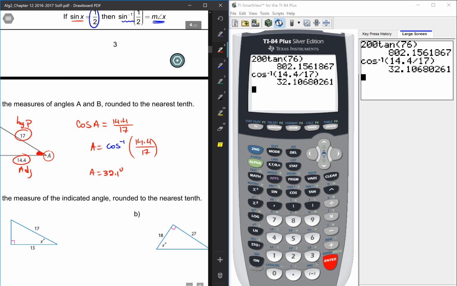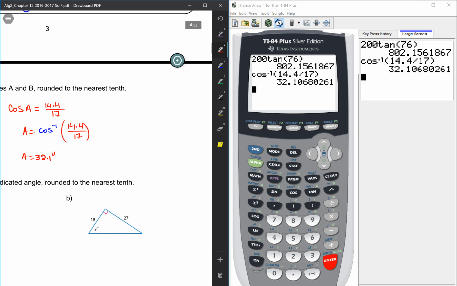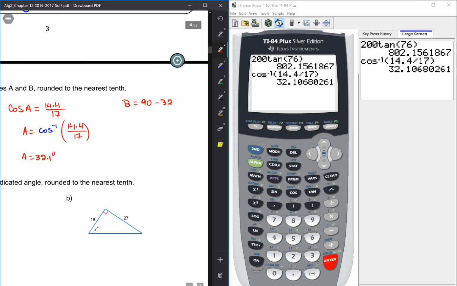And how would I find B? Right, so A and B together add up to how many degrees? All three of them add up to 180. But if this is 90, then that leaves A and B that add up to 90. So all I need to do is say B is 90 minus 32.1. And it's right.